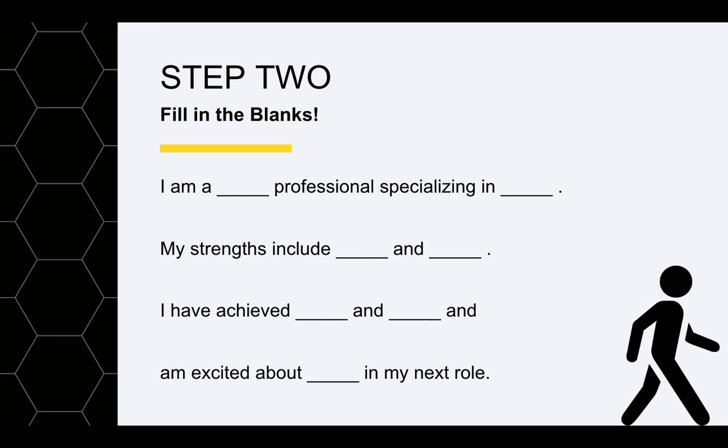So for my strengths, you'll want to put in 2 of your 3 greatest strengths here in this second line. And then the third line, I have achieved blank. You're pulling that out of one of your stories from the STAR method of your strengths that you just created. And then you're excited about blank in your next role. In other words, what do you want to do? What job do you want next?